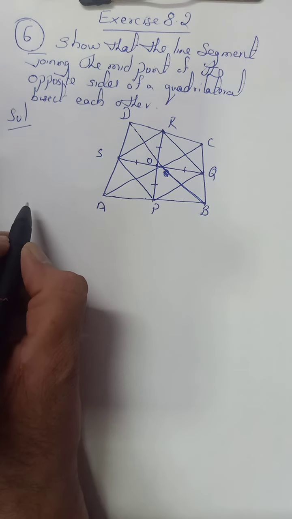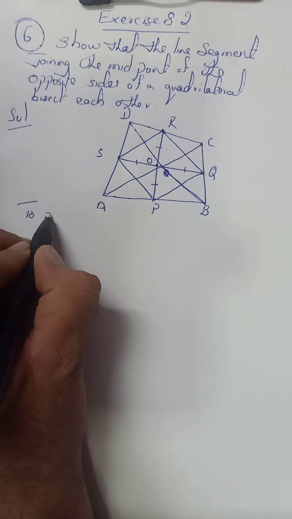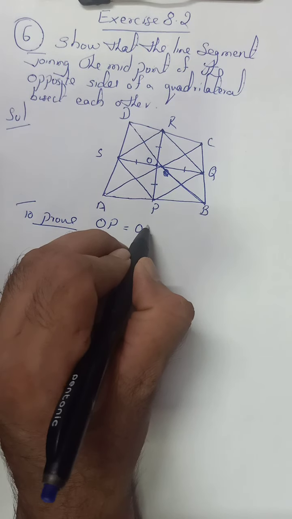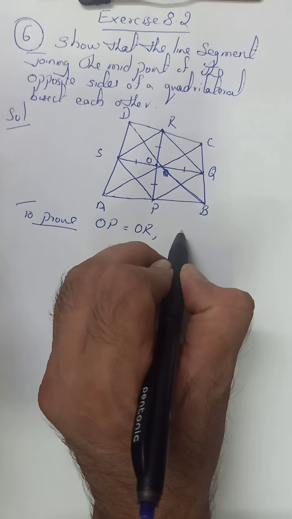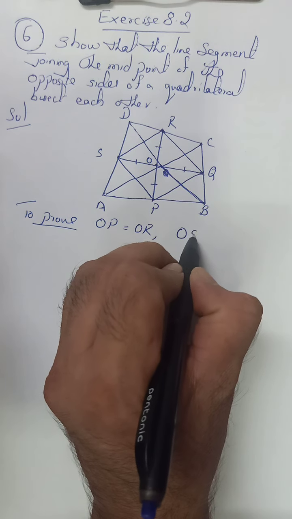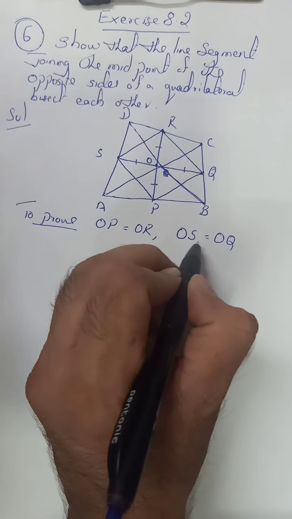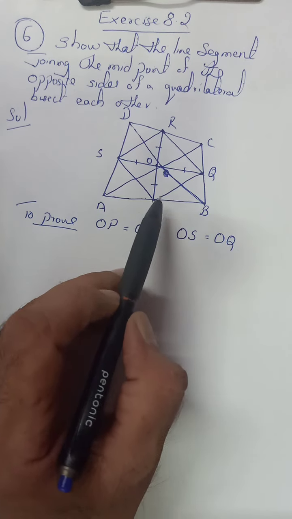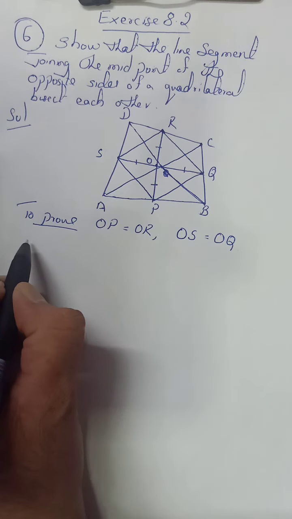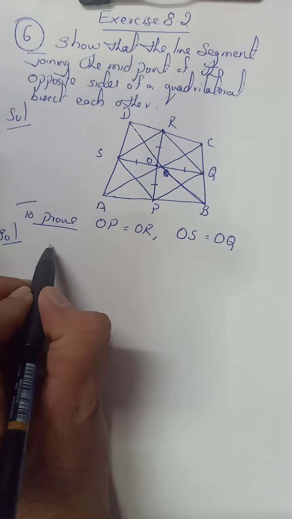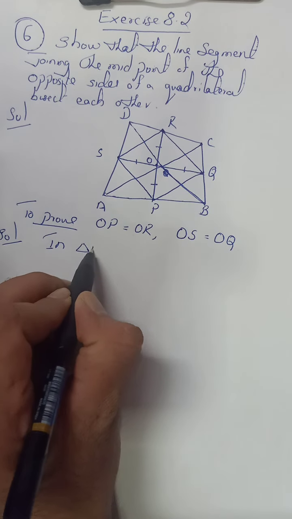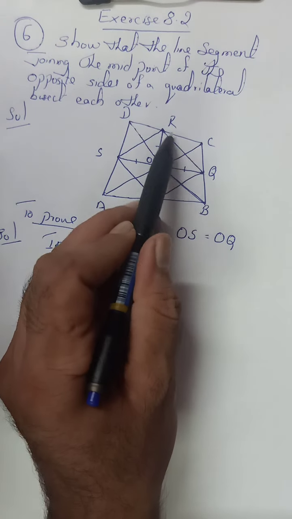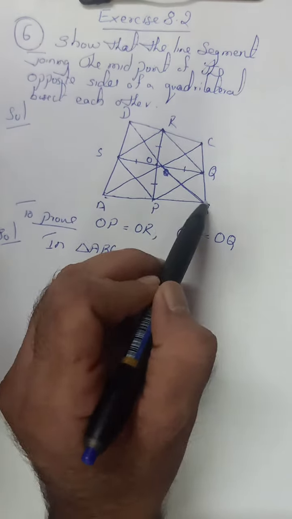Clear? Now here to prove, OP is equal to OR and OS is equal to OQ. Now this has to be proved here. Now again, like in the previous question, first I'll take this triangle. Solution. In triangle ABC, what we did in the last one, first target is, so I have to show that this inner figure, this is a parallelogram. So I have taken triangle ABC.